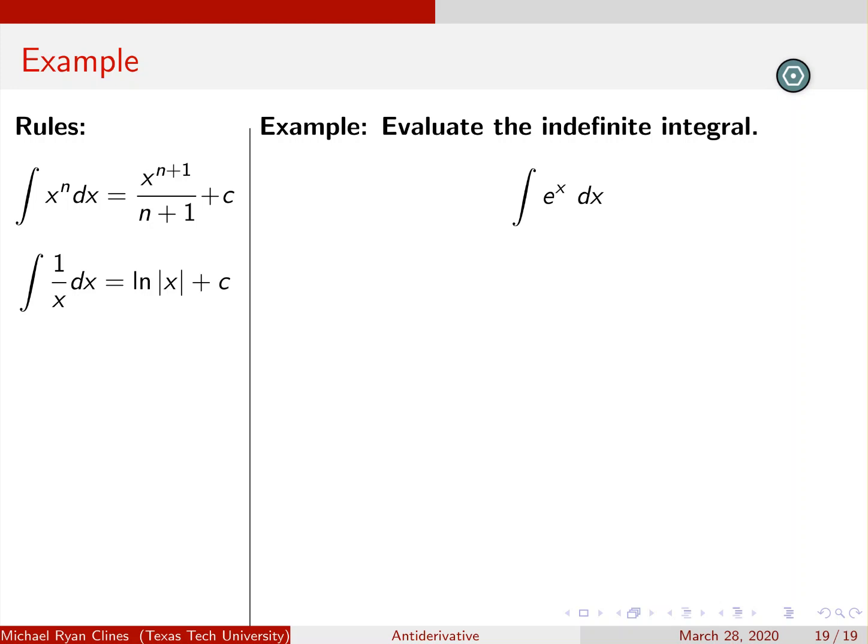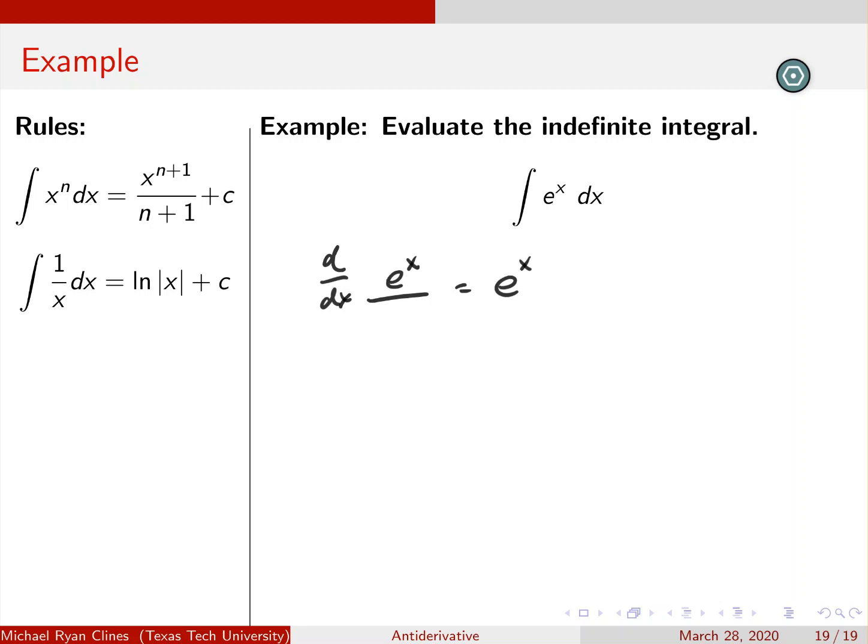The integral is just trying to find the antiderivative. So we have to ask ourselves, the derivative of what is equal to e to the x? Now remember, e to the x is a famous function. It's a powerful function. We love this function. It has got some really nice properties. In particular, the derivative of the exponential function is itself. So the derivative with respect to x of e to the x is equal to e to the x.